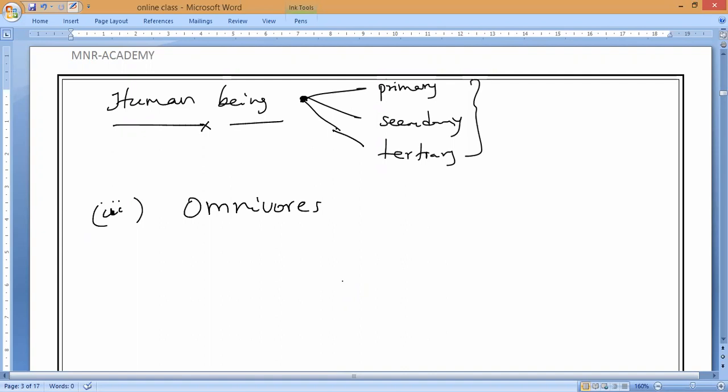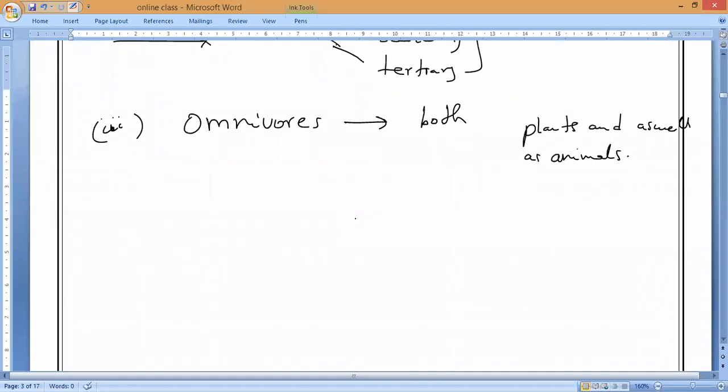So those animals which eat both plants as well as what, guys? Plants as well as animals. That is what we used to call omnivores. So the omnivores eat plant food as well as the meat or flesh of other animals. So they are called omnivores.